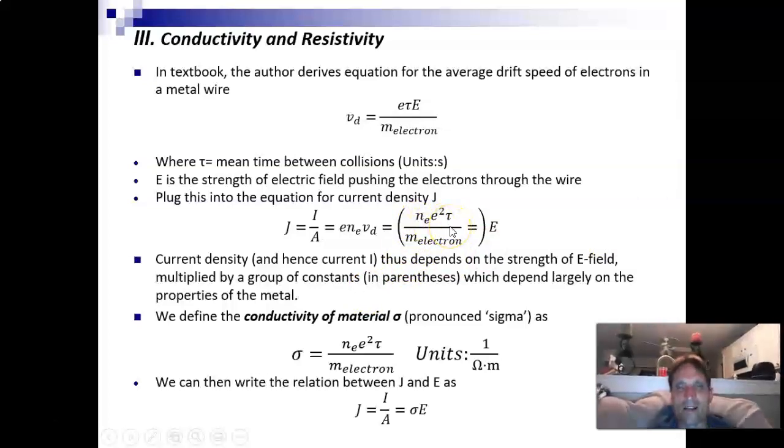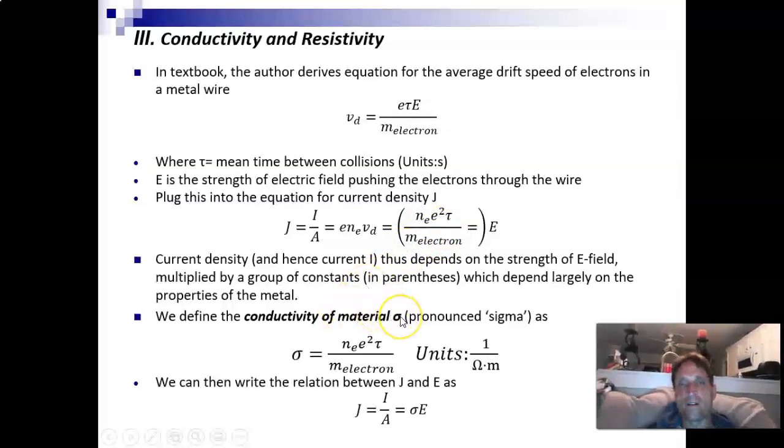All of this stuff is a constant which depends on the metal, and we call all of this stuff in the parenthesis the conductivity of the material. And we denote that conductivity with the symbol sigma. This is a Greek letter sigma, and that's called the conductivity. Conductivity has really weird units. It has units of 1 over ohms times meters. We haven't even defined ohms yet. Ohms is the resistance. So don't worry about the units yet.